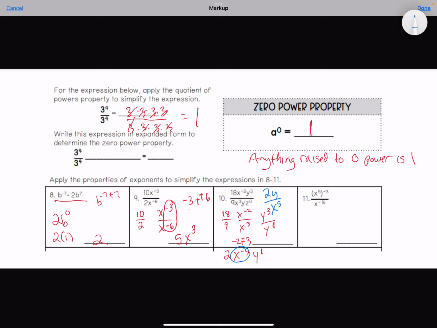For number 11, we are using the power rule. And remember from the previous video, the power rule says you multiply the exponents. So here I'm going to have x to the negative 15th over x to the negative 16th. Now I'm using the division rule. So it's x to the negative 15th minus negative 16th. Keep change opposite. I'm left with x to the 1st power, or just x.